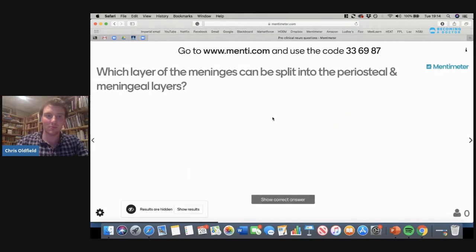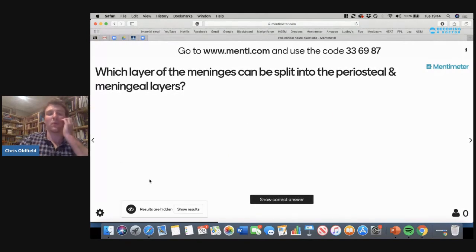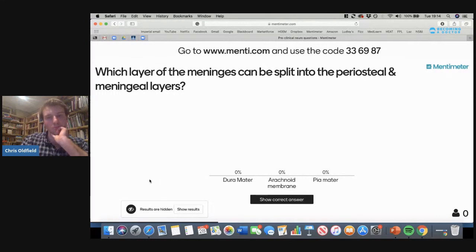And the next question. Which layer of the meninges can be split into the periosteal and the meningeal layers? Wait till we get to six. Okay, I'll give you 10 more seconds.